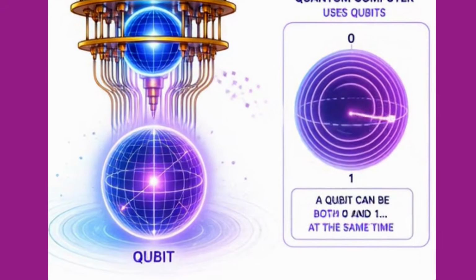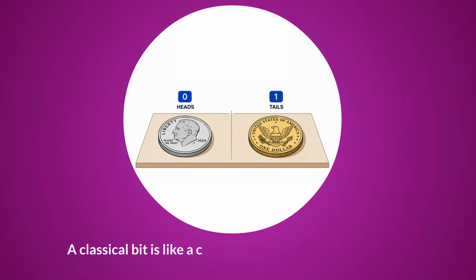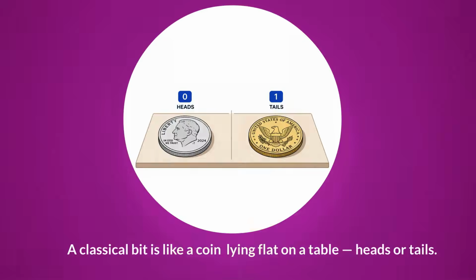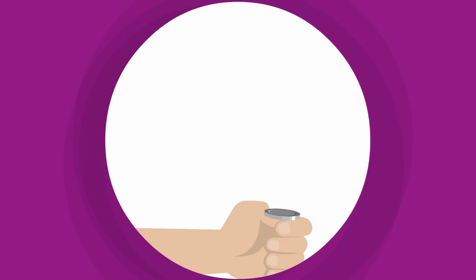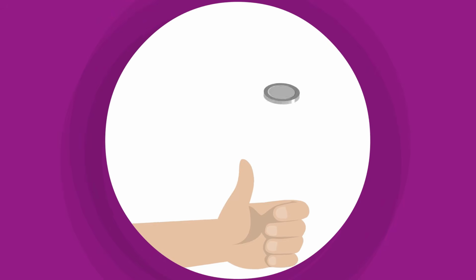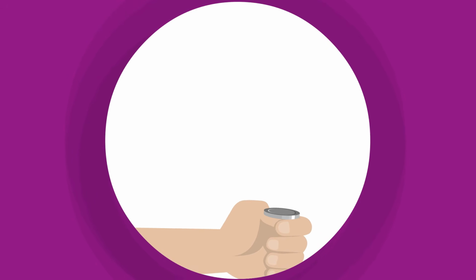A simple way to picture it: a classical bit is like a coin lying flat on a table, heads or tails. A qubit is like that same coin, but spinning in the air. While it's spinning, it isn't just heads or tails, it's both at once.